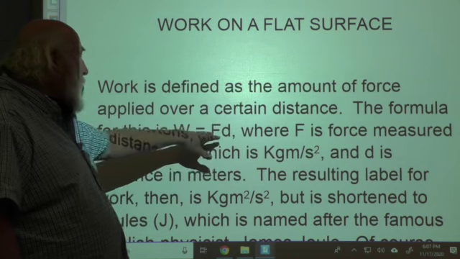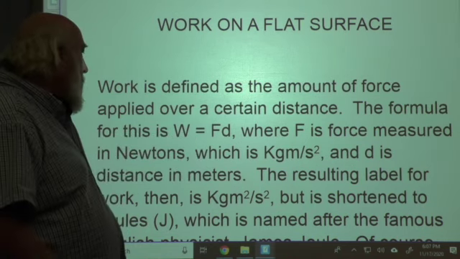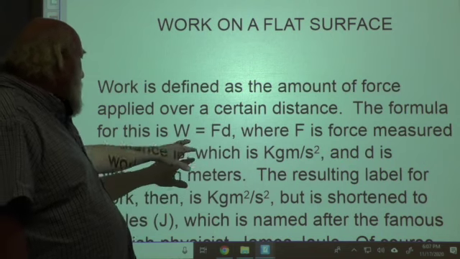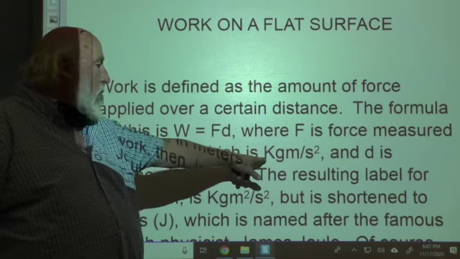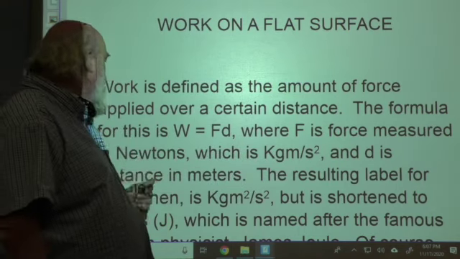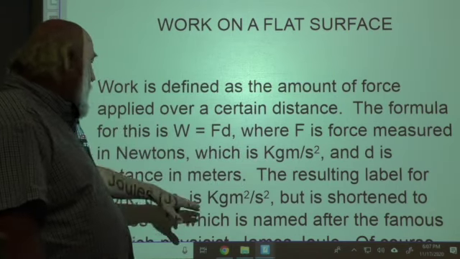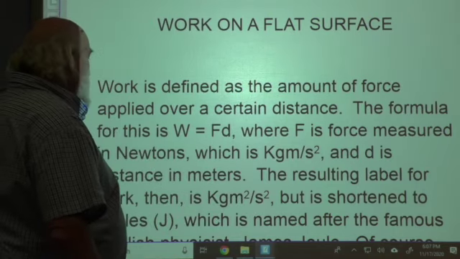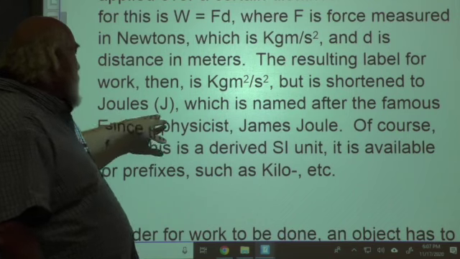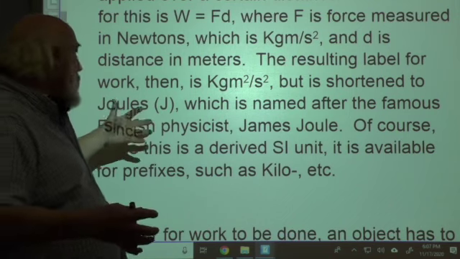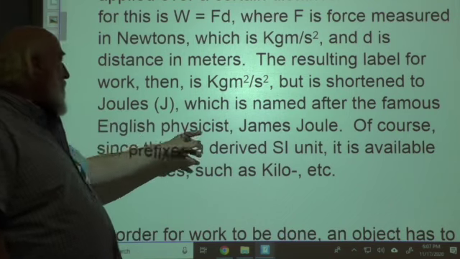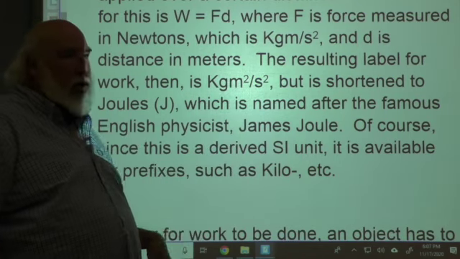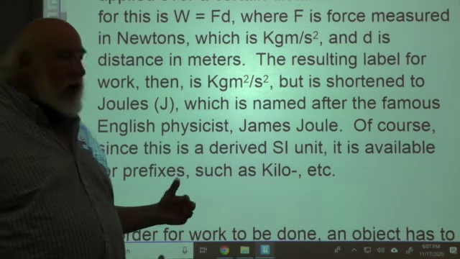when we take force times distance as our equation for work, the label is going to be, well, force is also kilogram meters per second squared. Distance, of course, is meters. Multiply those together, get kilogram meters squared per second squared. However, that's a bit clumsy, so they decided to call it a joule, or joules for plural, named after the English physicist James Joule, who was also, I guess, a master brewer as well, and applied a lot of his science to his brewing company.